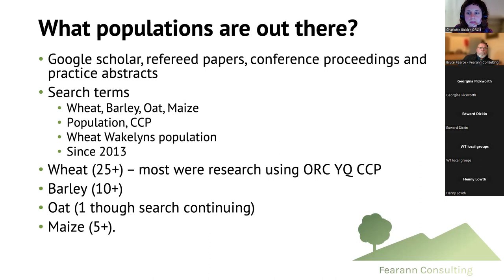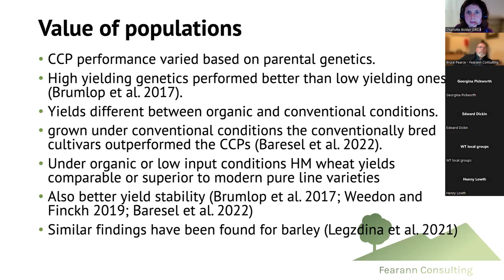So actually, what value are we finding in the literature on populations? I think Nick's come up with some really interesting information and comments, which may challenge some of the things I'm putting here, and similarly with Ed's information. But I think some of the problems we have is that most of the research, particularly on wheat, on CCP performance, is on the YQ. So we actually have a single population that is informing a lot of this information.